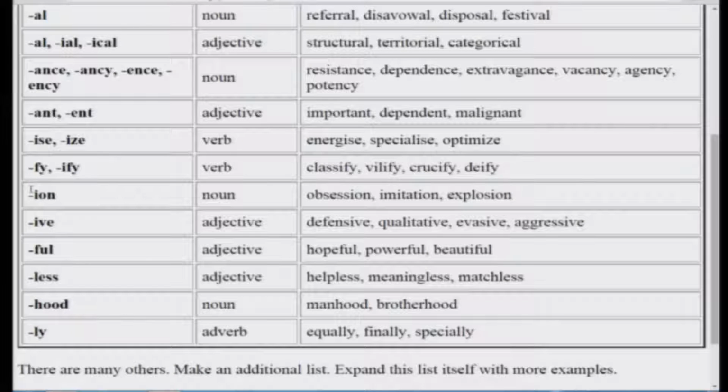ION. Of course, we have seen this in a word club earlier. The result of this, when this comes after T or S or double S, then we have seen the shun club. Typical result is noun, but also used in the verb sense quite often. Not always, but quite often. Obsession, imitation, explosion. And their adjective forms you get with IVE. Defensive, qualitative, evasive, aggressive, and so on. Aggression, aggressive.